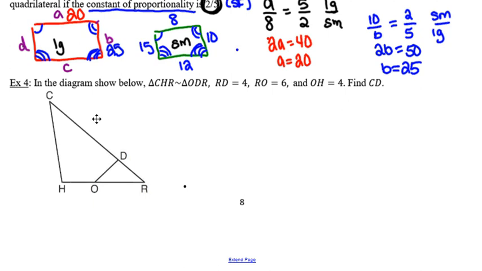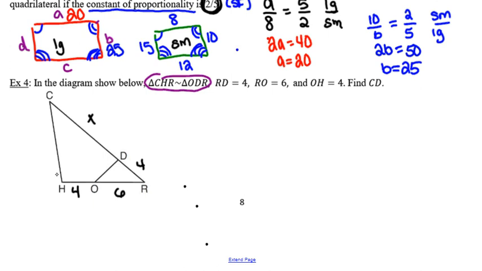So I'm going to go ahead and label CD right off the bat with an X. The distance between points R and D is 4. Distance between points R and O is 6. And the distance between points O and H is 4. And again, I'm working with these two similar triangles.